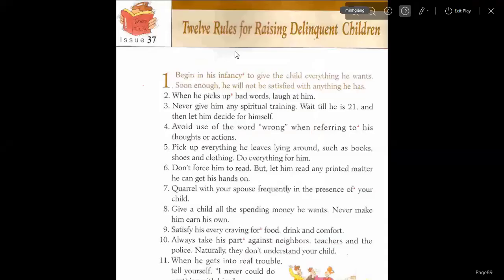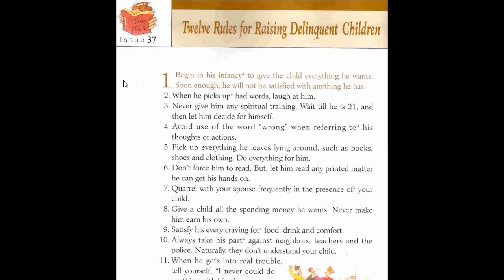Oops, sorry. Okay, what is the title of issue 37? Please read the title. 12 rules for raising delinquent children. Okay, so if a parent is raising or taking care of a kid, and then the child becomes delinquent, like a bad kid. These are like, if they did this, the kid will maybe become bad in the future. So maybe, possible. Number one, let's start.